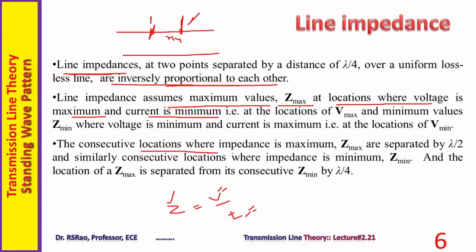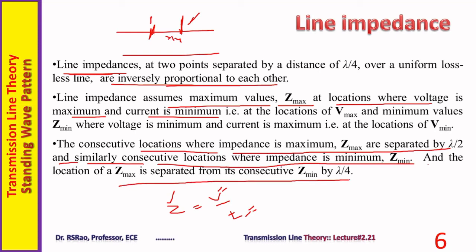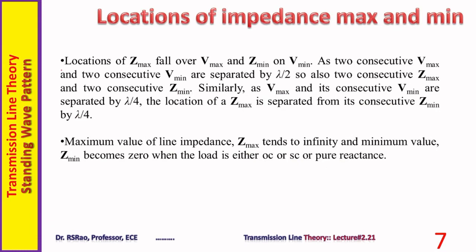The consecutive locations where impedance is maximum are separated by lambda by 2, and similarly consecutive locations where impedance is minimum are also separated by lambda by 2. The location of Z max is separated from its consecutive Z minimum by lambda by 4. These are things one can understand very easily. Locations of Z max fall over V max and Z minimum over V minimum. As two consecutive V max and two consecutive V minimum are separated by lambda by 2, so also two consecutive Z max and two consecutive Z minimum. Similarly, as V max and its consecutive V minimum are separated by lambda by 4, the location of Z max is separated from the next Z minimum by lambda by 4.